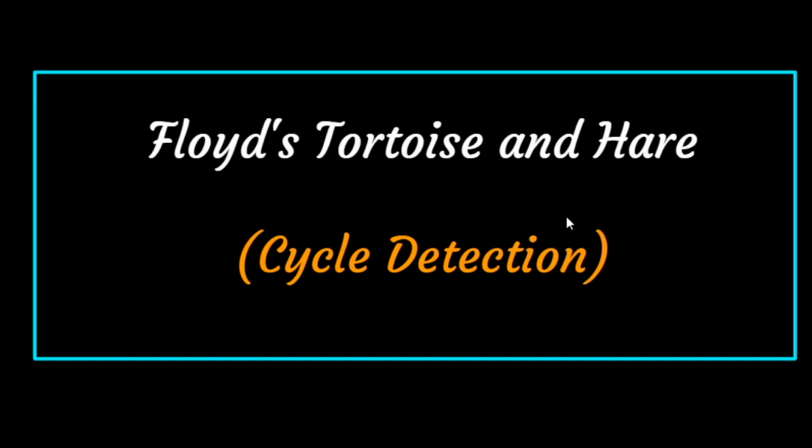Hey everybody, so today we are going to discuss Floyd's Tortoise and Hare algorithm. It is used to detect a cycle in a linked list, and it is also called the two-pointer method. So let's see what it is.